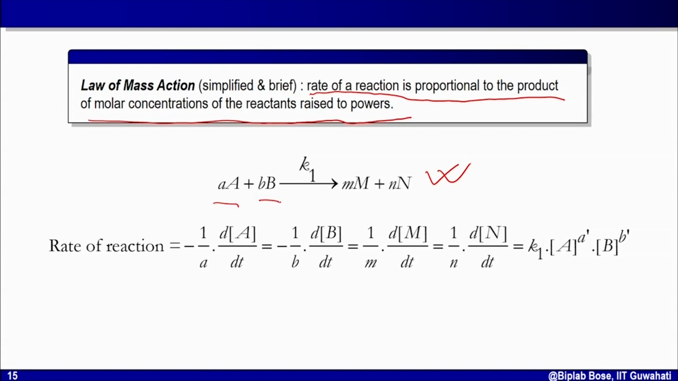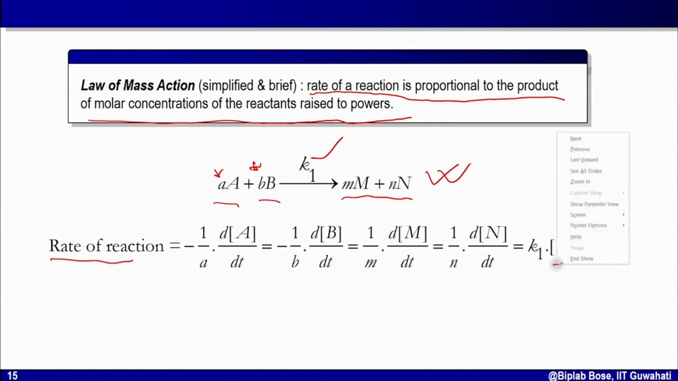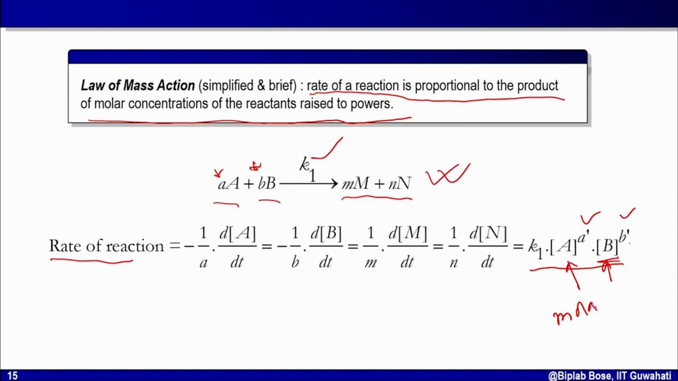A is reacting with B. These small a and small b are stoichiometric constants, giving rise to M and N with a rate constant K1. So the rate of reaction should be proportional to the concentration of each of these reactants A and B raised to the power. So it is written as rate of reaction is equal to K1 into concentration of A to the power a prime, into concentration of B to the power b prime. Remember, both these in square brackets are molar concentrations.